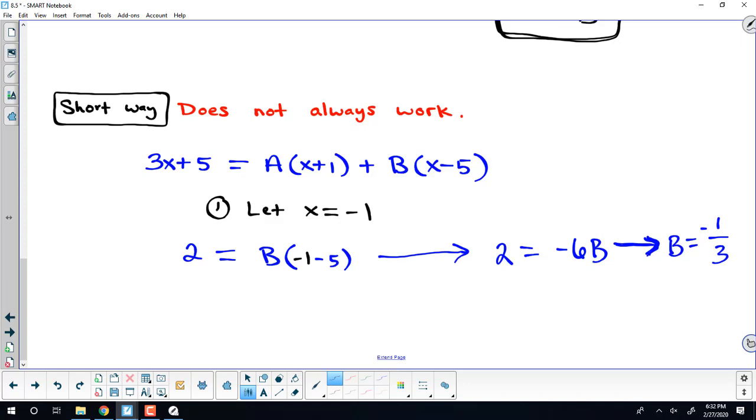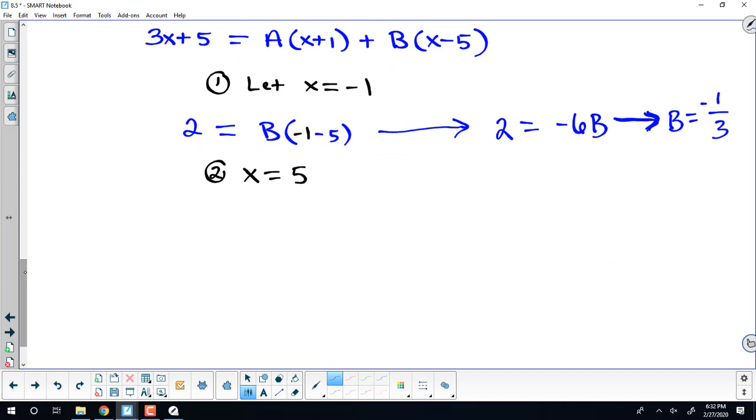Okay, then we're going to let x equal 5 to zero out the b stuff. So second step would be, we're going to let x equal 5. Plug that in for all of our x's. We have 15 plus 5 is 20. 6a and 0b. So 6a equals 20. A equals 10/3. So no system to solve, just kind of plug and go.